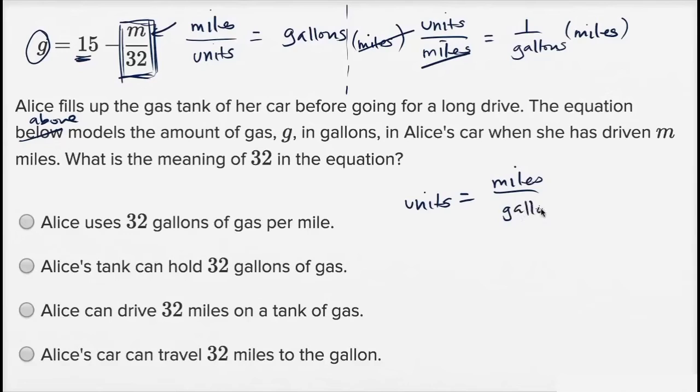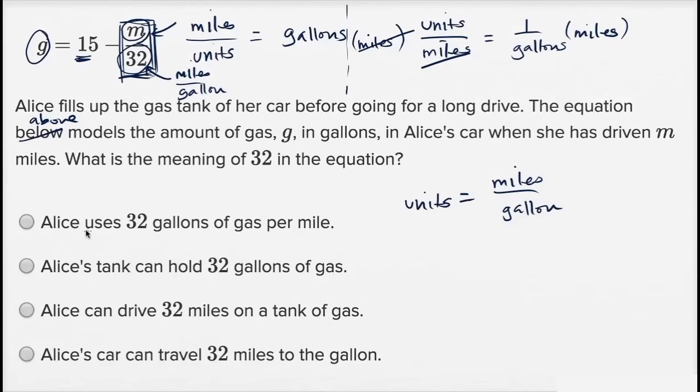per gallon. So the units over here, in order for this thing to come out to gallons, in the numerator you have M miles divided by 32 miles per gallon. Miles per gallon. This is telling you how much mileage you get per gallon for her car.